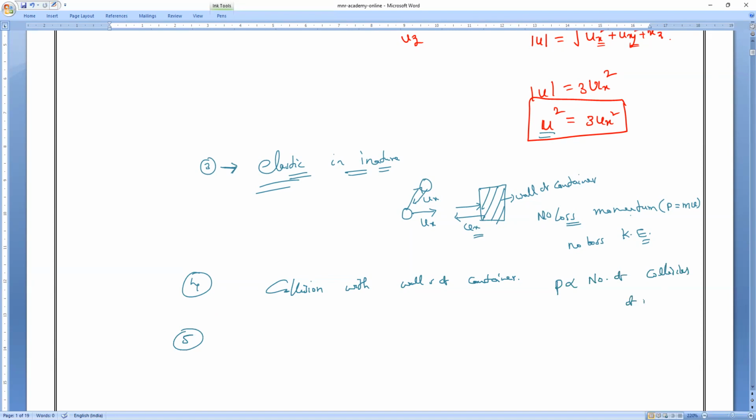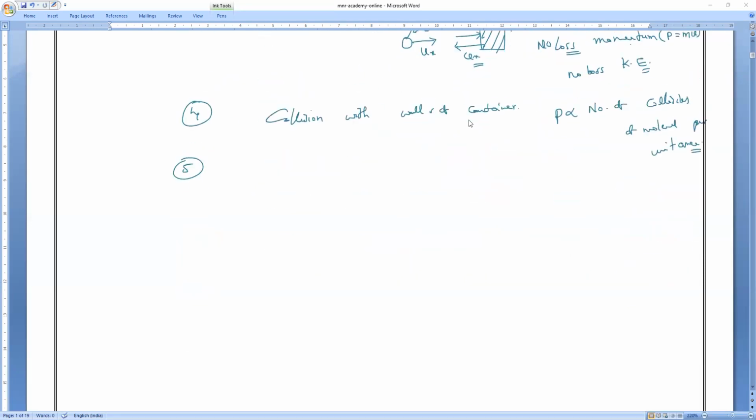the number of collisions of molecules per unit area. I hope you have all written this, but once again I'm writing per unit area. How many collisions are made, that is the pressure of a given gas. That is what you have to remember. Hope you all understand, guys. Please respond.